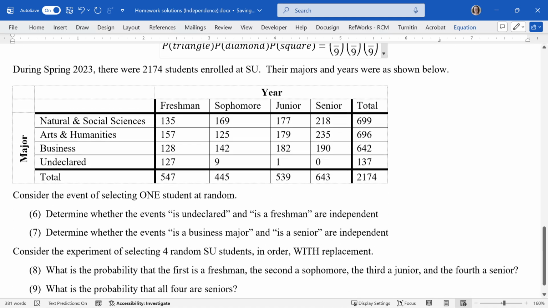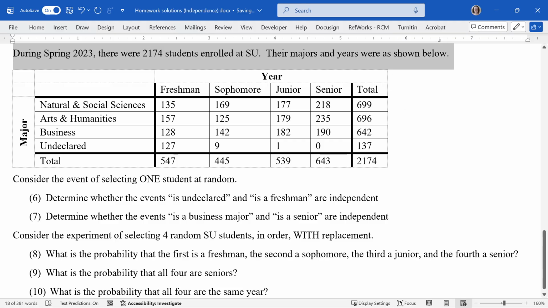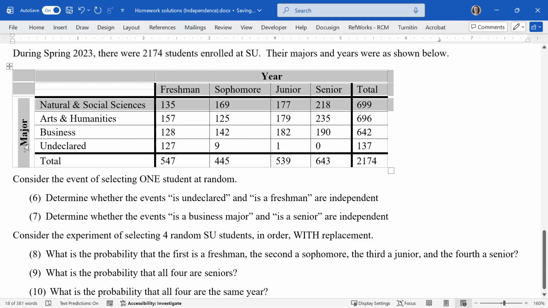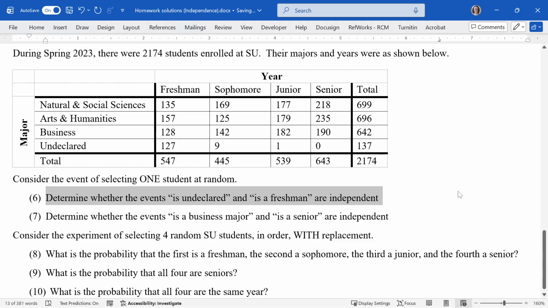Okay, let's look at one with students. During spring 2023, there were 2,174 students enrolled at SU, and their majors and their years were as shown down here. Consider the event of selecting one student at random. Determine whether the event is undeclared and is a freshman are independent.